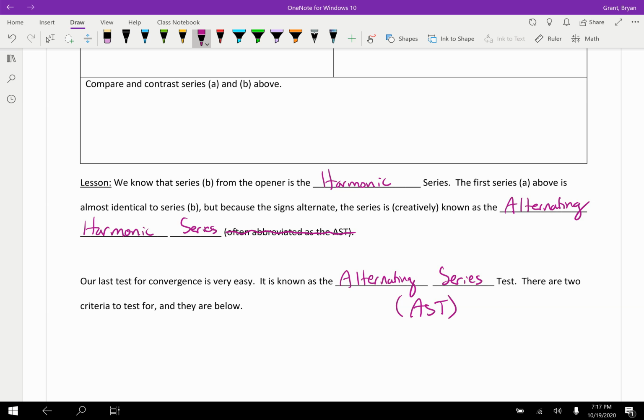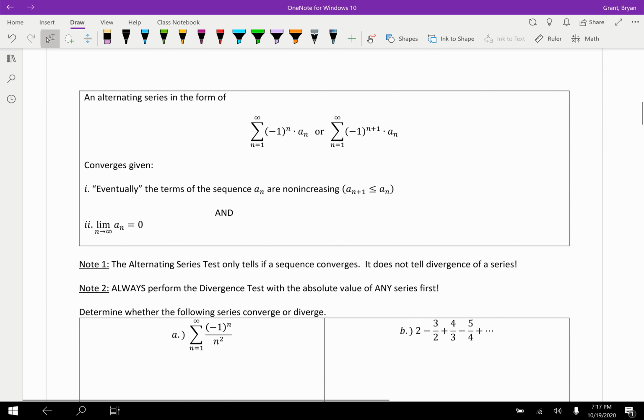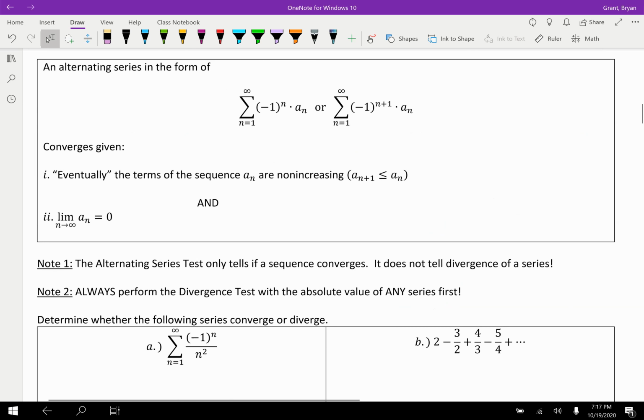Nobody abbreviates the alternating harmonic series. Maybe you could get away with AHS, but that's very uncommon. So there are only 2 criteria that need to be met for the alternating series test to prove convergence, and let's take a look. An alternating series is in the form of something that alternates in sign. Almost always that will be negative 1 to the n or negative 1 to the n plus 1, but we will see an example of something that doesn't quite fit that pattern.